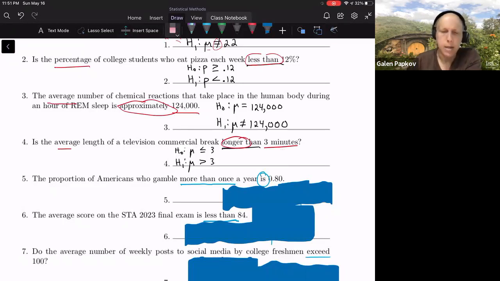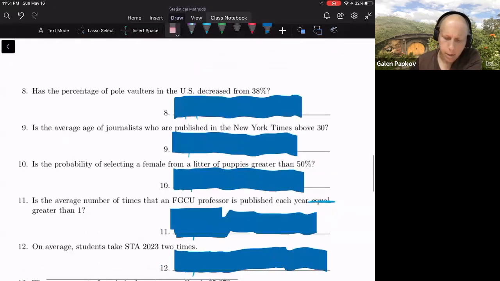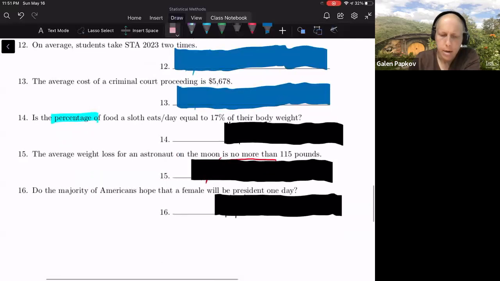And that implies a mu less than or equal to 3 in the null hypothesis. I want to jump to the next page and look at 14, 15, 16. We'll do them in order. 14, is the percentage of food a sloth eats per day equal to 17% of their body weight?